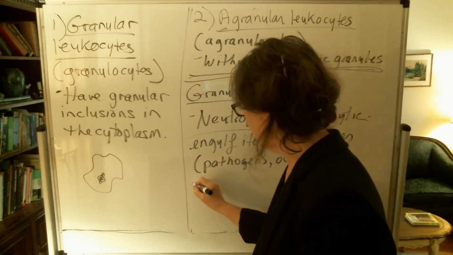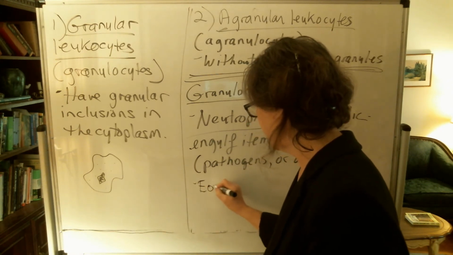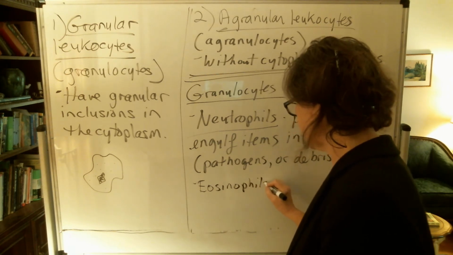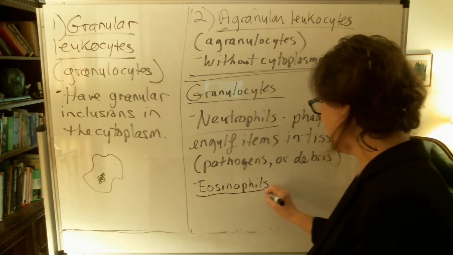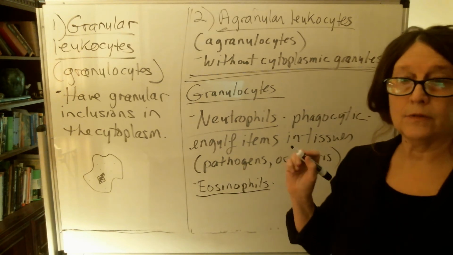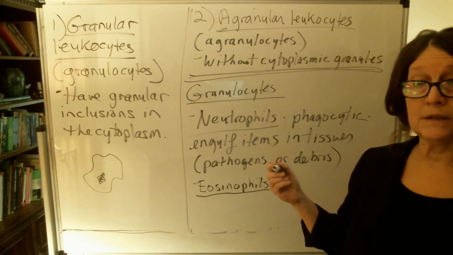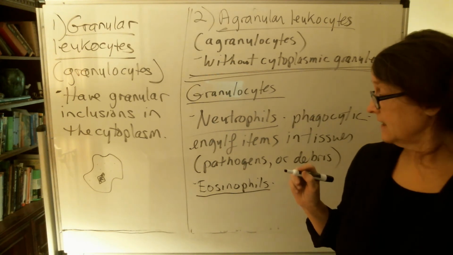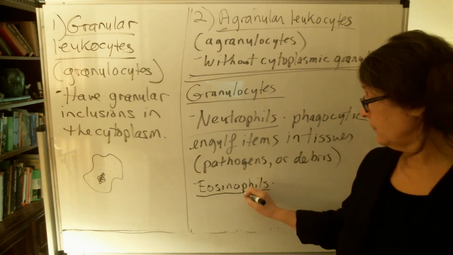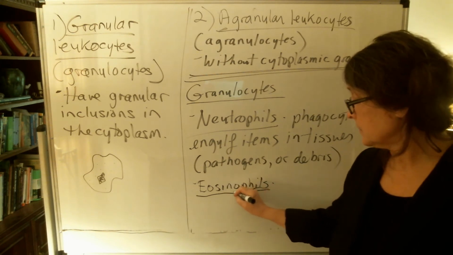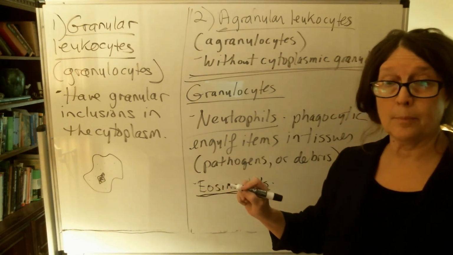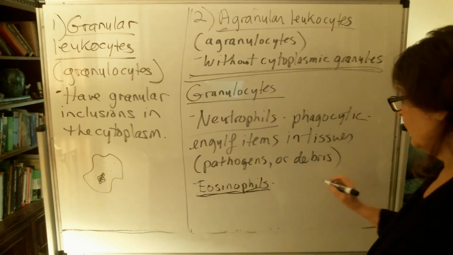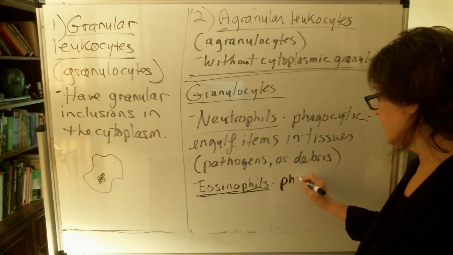Then there are your eosinophils. Now, this is another case of a descriptive name. Eosin is a particular stain that's used in microbiology. And so these particular cells, phil means likes. So the eosinophils took up that eosin dye, and that's how they got their name. So your eosinophils are also phagocytic.